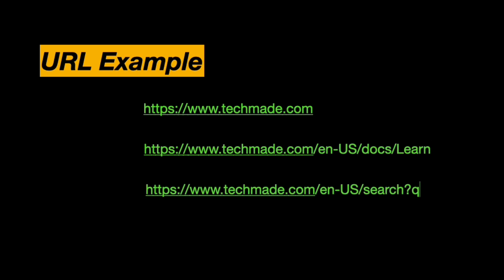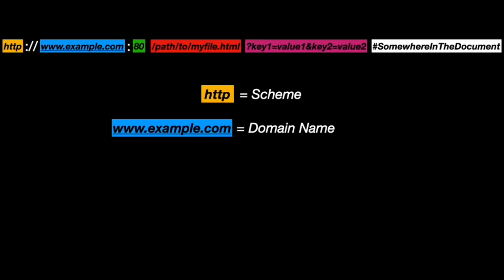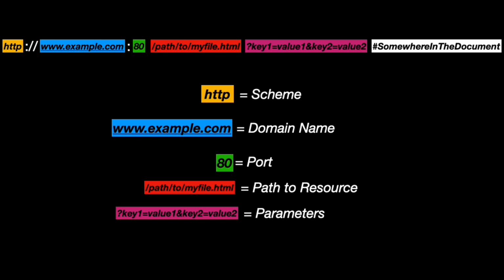Before we dive deeper, a URL isn't just one big thing. It's actually made up of different pieces, kind of like a puzzle. We'll break down the most important ones in a sec: scheme, domain name, port, path, parameters, and anchor.